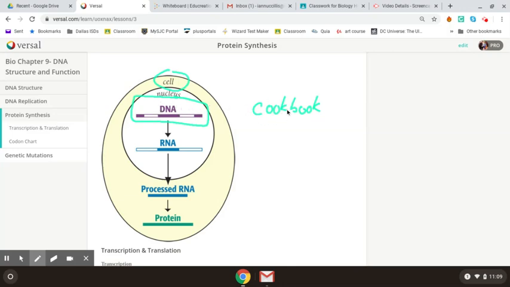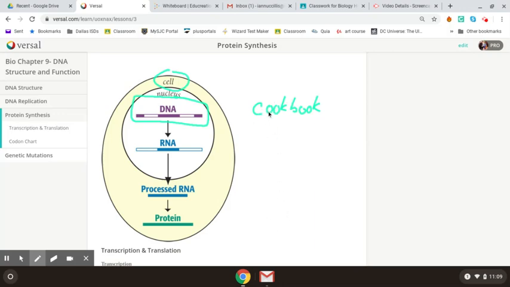This is a recipe code book. That's all it is. It's a book for codes to make recipes. And that's all DNA is. DNA is nothing more than a reference guide, right? The cookbook itself doesn't make the meal. The cookbook doesn't make the beef Wellington.